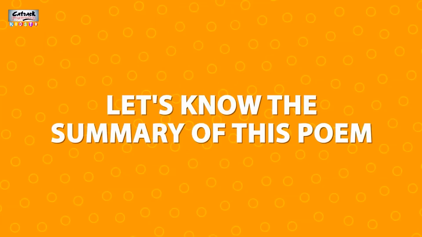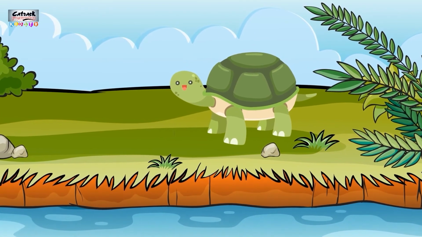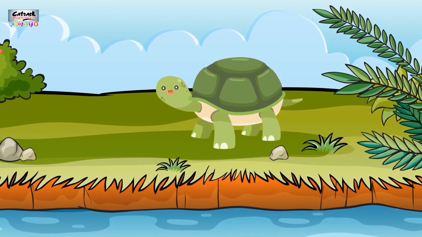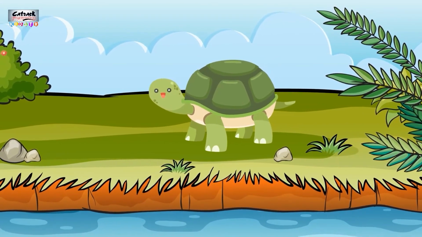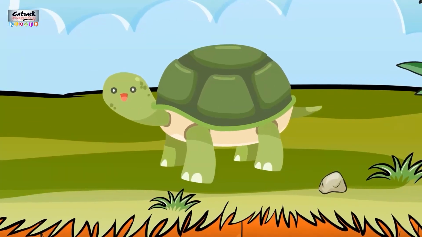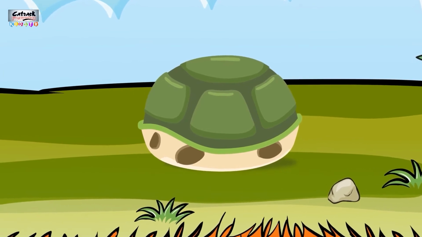Let's know the summary of this poem. This poem is about a little turtle. He moves very slow. He carries his home, that is his bag, which is a shell. Wherever he goes, when he gets time, he uses his shell as a bed and sleeps inside it.